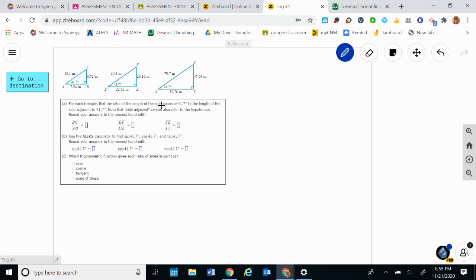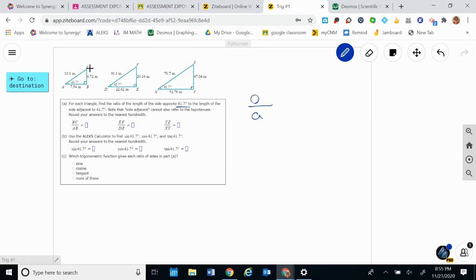It says for each triangle, find the ratio of the length of the side opposite 41.7 degrees to the length of the side adjacent. So they're asking you to find the opposite over adjacent. That is the tangent. Note that the side adjacent cannot also refer to the hypotenuse. Okay, so here's what they're trying to show you. They're really just trying to show you that these are going to be similar triangles. Because look, you guys know that if you have two angles by the angle-angle theorem, you know that third one's the same. So we know these triangles are similar, okay?